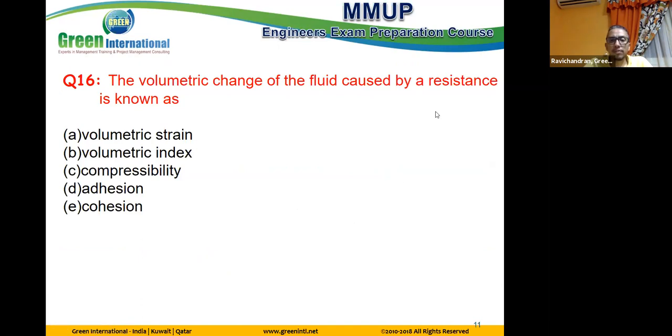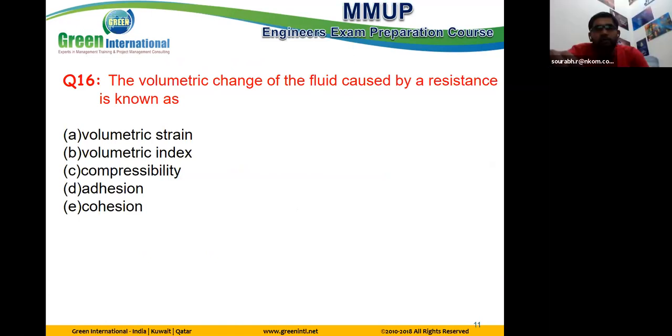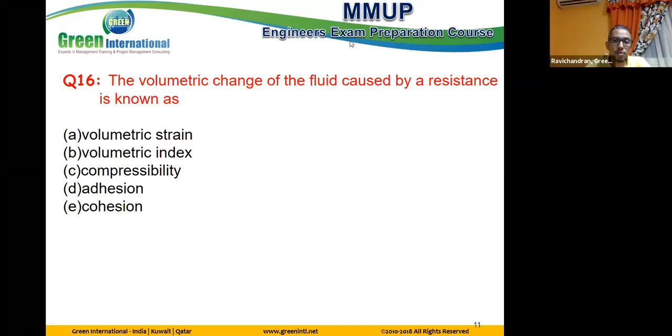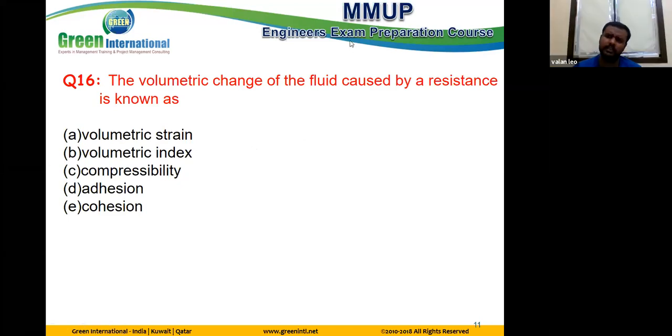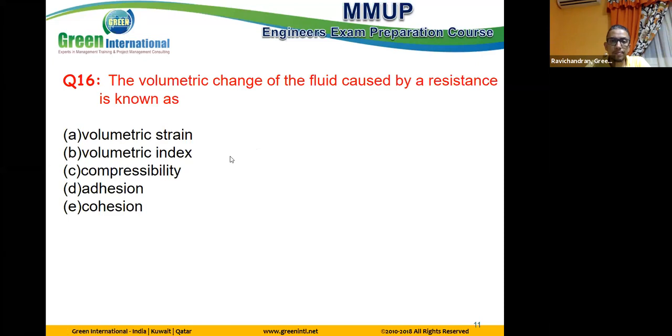Volumetric change of the fluid caused by resistance is known as condensation, compression, or compressibility? Volumetric change is related directly to compressibility. C, compressibility, is correct. The answer in chat is C. Yes, correct, compressible.